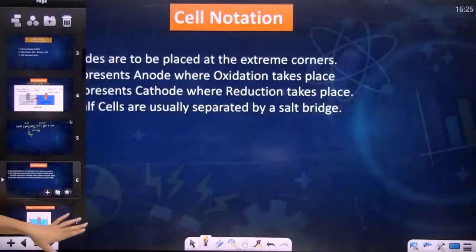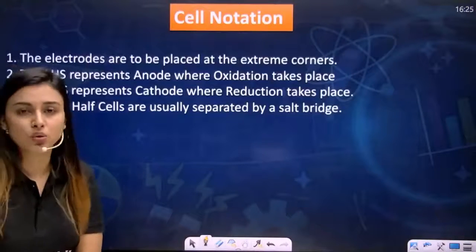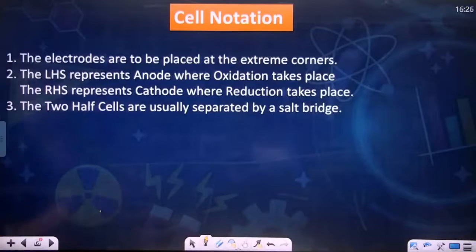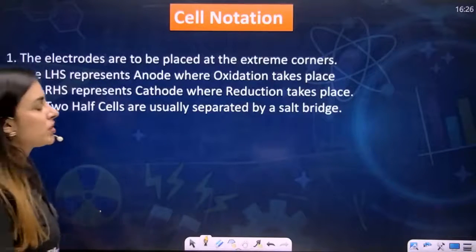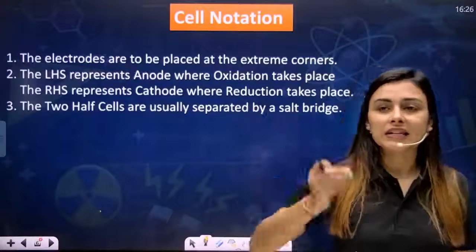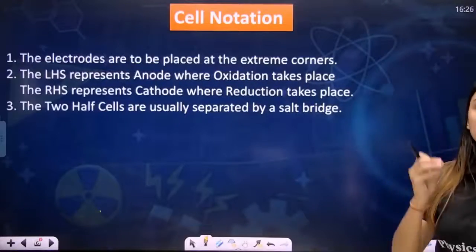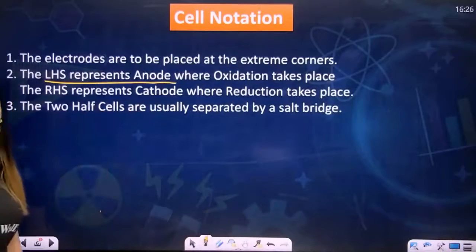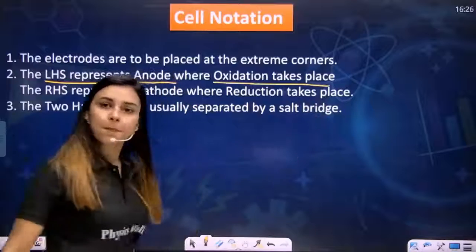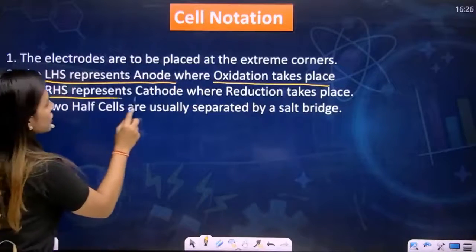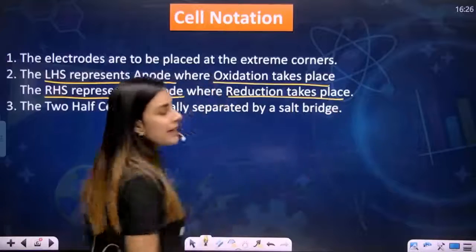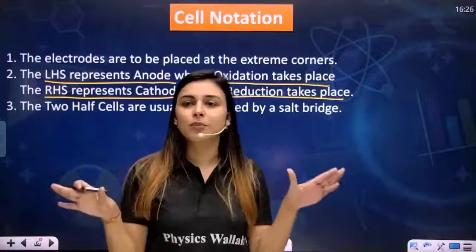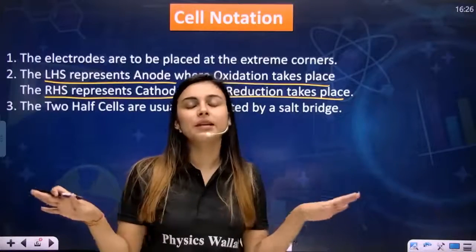Now let's read a little about the rules. I have told you in the layman language, but if you want to write, you can write it from here. The electrodes are to be placed at the extreme corners. The electrodes are solid, and that is the reason they are always kept at the extreme corners. Next, the LHS, the left hand side, represents your anode, where oxidation takes place. Next, the RHS represents the cathode, where your reduction takes place. The two half cells are usually separated by a salt bridge, that is the double line salt bridge.